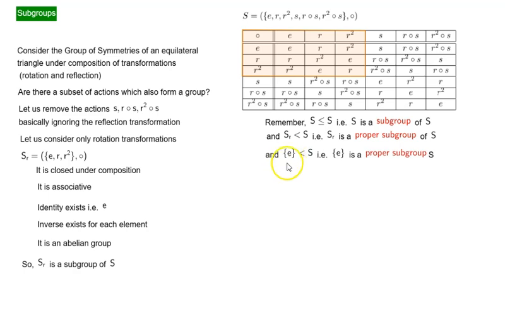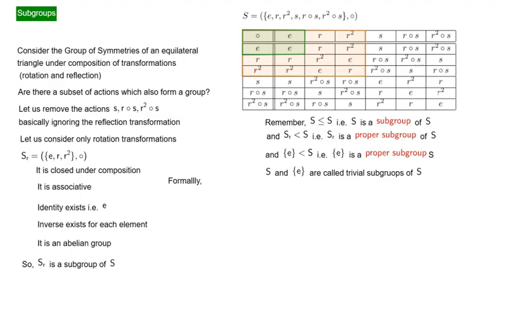Just a set containing the identity also forms a group. So here, this also forms a group which just contains the identity element. So E is a proper subgroup of S, which is again a trivial subgroup. So the group itself is a subgroup of itself, and the group containing the identity only is also a proper subgroup. In both these two cases, we call them trivial subgroups. S and E are called trivial subgroups of S.